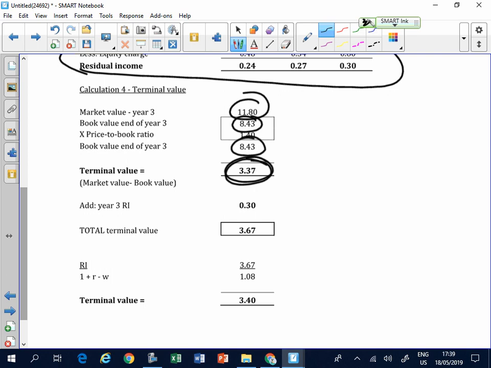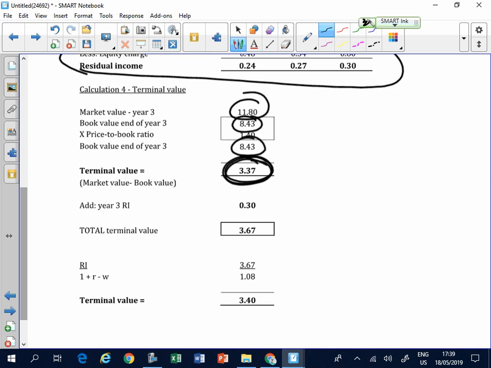If it was 1, this would be 0. Will it be treated differently? No, it will be 1 times 8.43, which is 8.43 minus 8.43, which is 0. If it's got a price to book of 1 in that year, it means there are no more positive residual incomes into the future, or that's what the market imputes. Do you understand that? It's quite important to understand why it's either positive or negative.